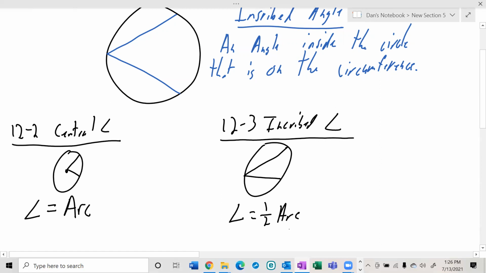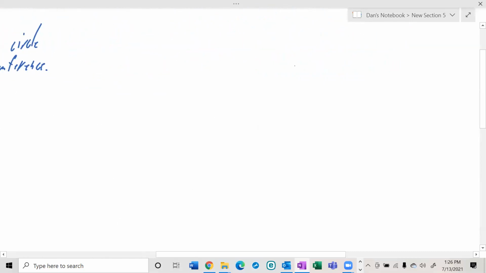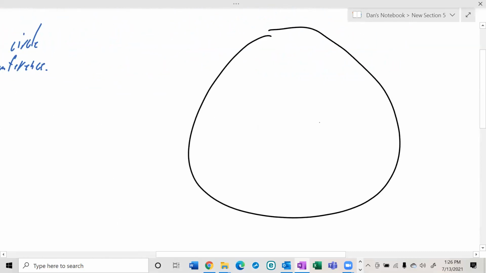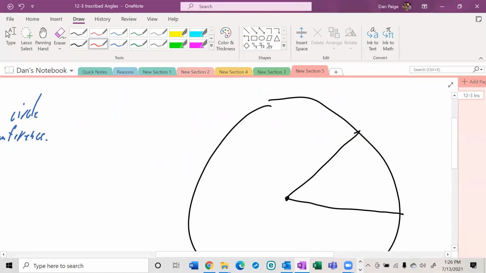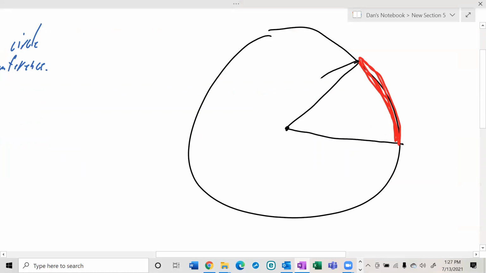Now, just to make sure you understand why it is 1/2 the arc, I'll draw it out, and you guys don't need to draw this. I'll draw it really big over here. We have a central angle. If I keep this same arc the same length, and then just move the angle around, the angle's always going to be inside of that arc. The further back I move it, the smaller and smaller that angle gets.